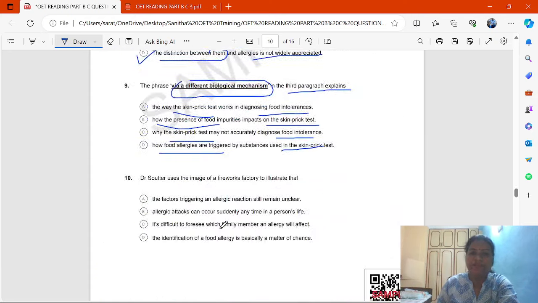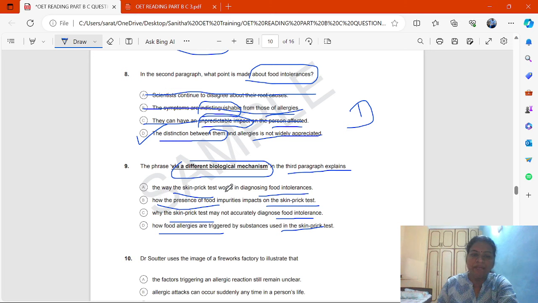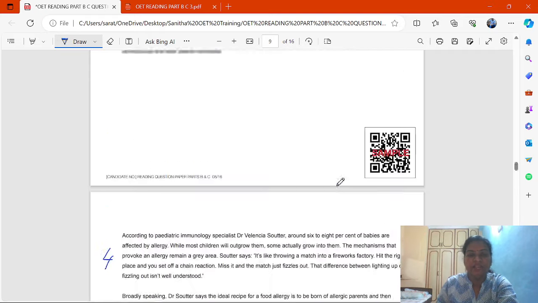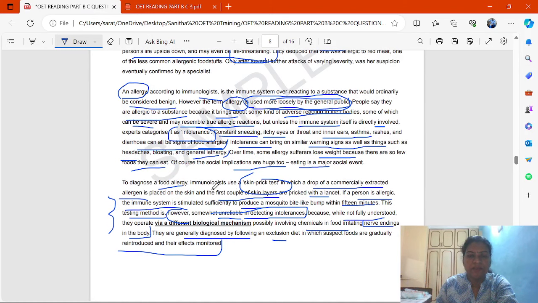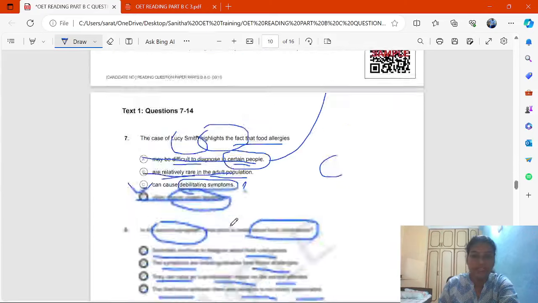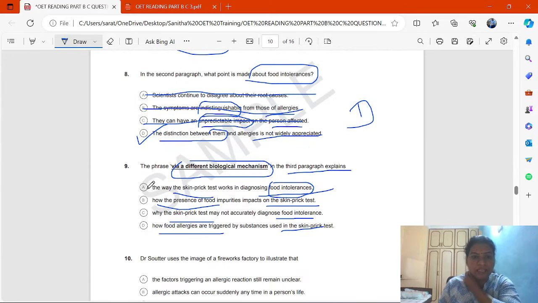Then we come to the options. The way the skin prick test works in diagnosing food intolerance. No, it is the way the skin prick test works in diagnosing what? Not food intolerance, but food allergies. How can we diagnose food allergy? We can use the skin prick test, but it is for food allergies, not food intolerance. So it is opposing the option, and we can eliminate this. The skin prick test diagnoses food allergies, not food intolerance.